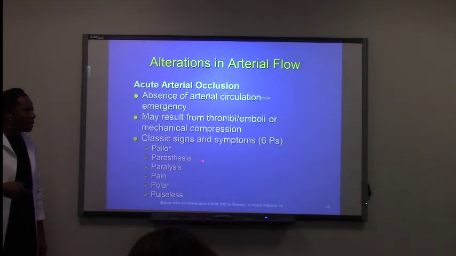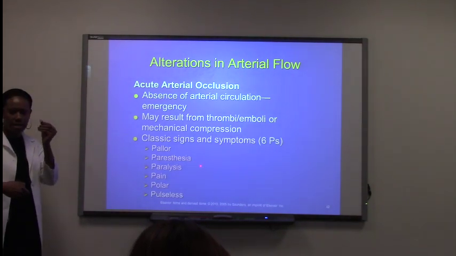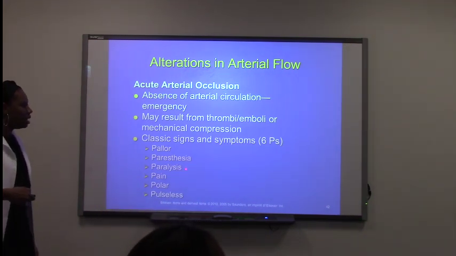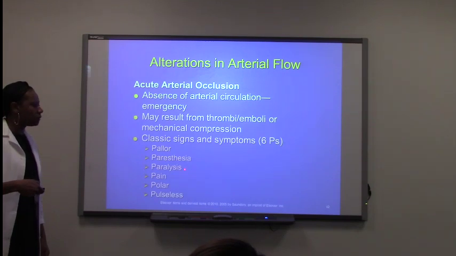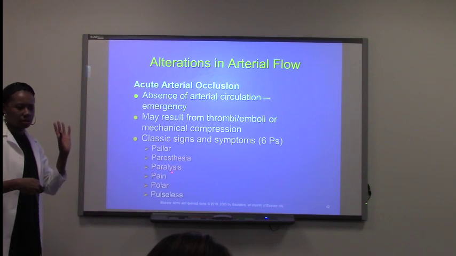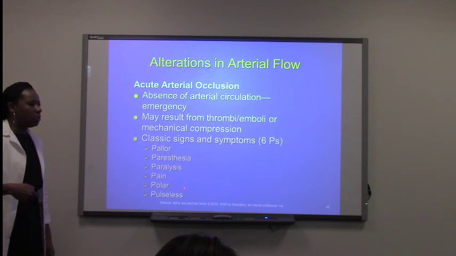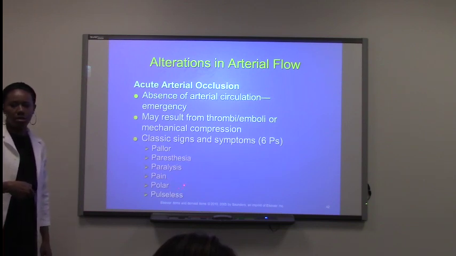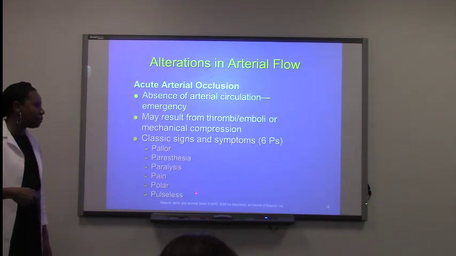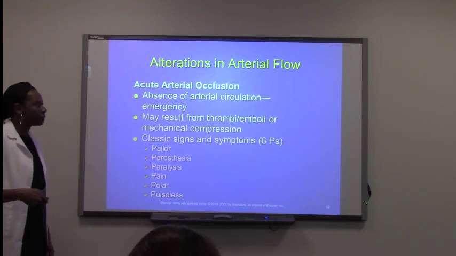Paleness, paresthesia. Anytime we have any type of numbness going on, possibly in the fingertips, wherever it could be. Paralysis, if there's any type of muscular or neurological non-movement, so to speak. Pain. Polar is cold. That's just a term for coldness. So the limb or the extremity is going to be cold. And pulseless. So when you feel for a pulse in that region, they're not going to have much of a pulse. Okay.